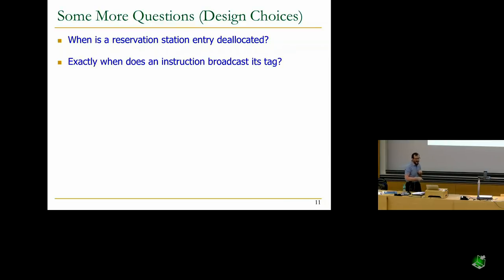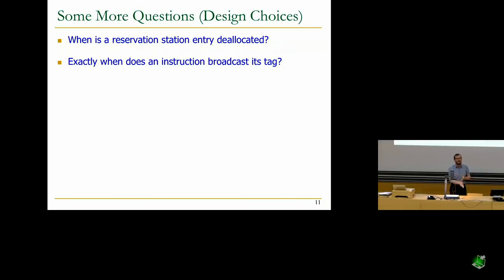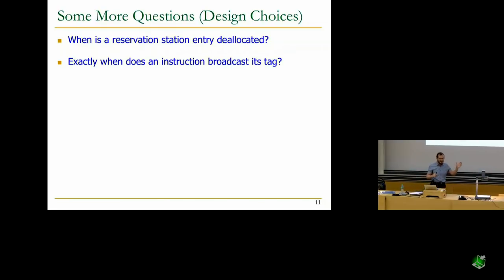Exactly when does an instruction broadcast its tag? If you remember, we broadcast the tag of an instruction one cycle before it really finishes execution, right? For example, if the multiplier takes six cycles, we broadcast the tag in the previous cycle, basically in cycle six, not after it finishes execution. This enables you to forward the data when it becomes available to the instructions that require the data, right? Because the assumption is that within that cycle, you do the tag match and you do all of that forwarding.